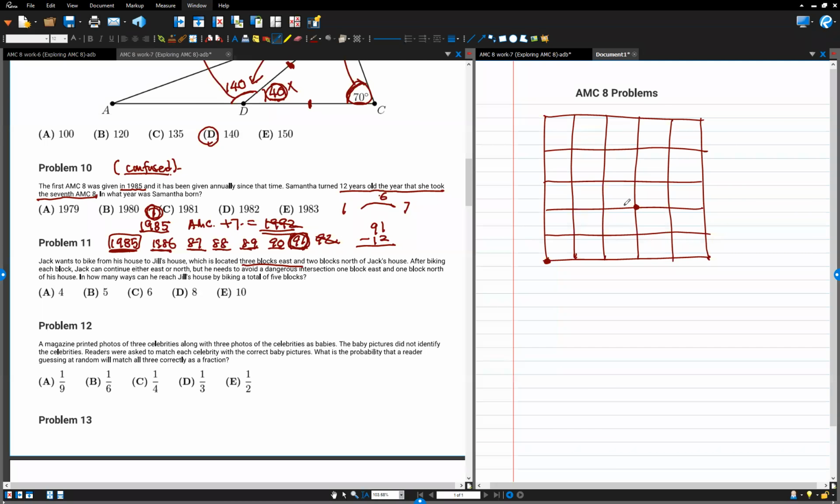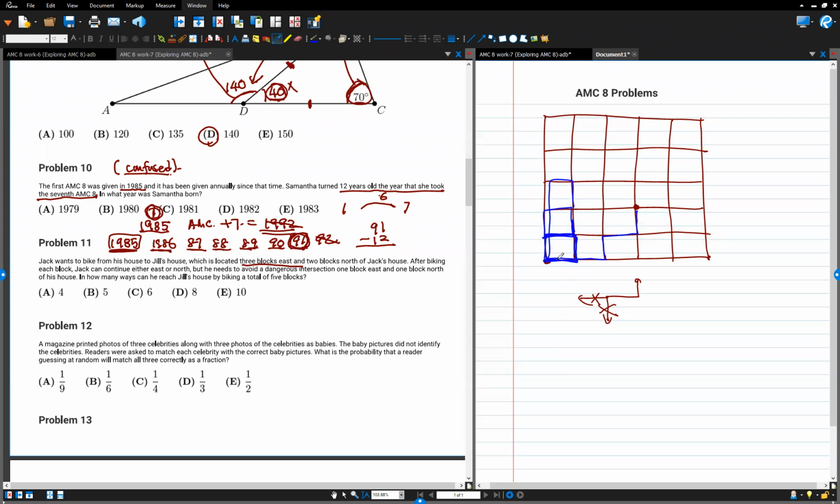That's right. After biking each block, Jack can continue east or north, not back, not west. That is not allowed. You know what I mean? So you can go only to the north and to the east. You cannot go this way. You can go this way, this way, this way. This is fine. What about this one? This way, this way. This is no good.